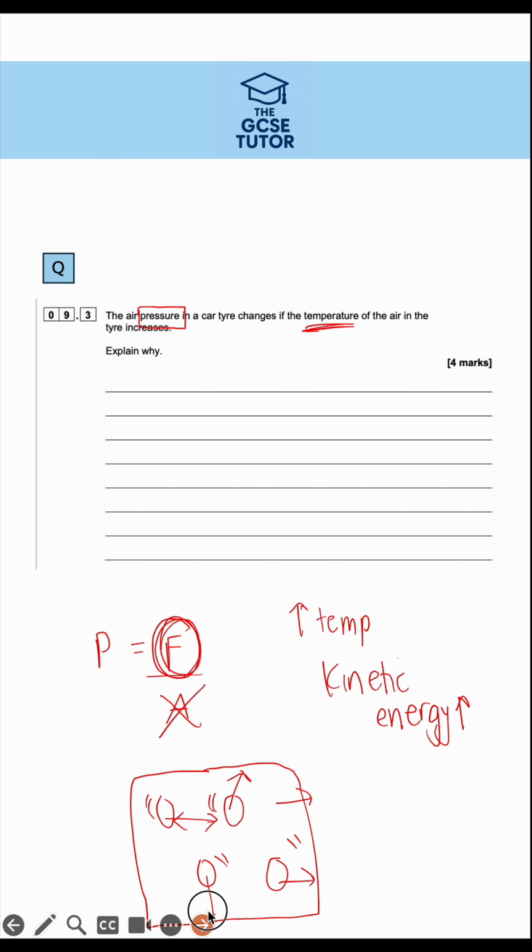So particles are going to be exerting a greater force on the external wall of the tyre. There's going to be a greater force per meter squared. Meter squared stays the same because the area is staying constant. The area of the tyre doesn't change at all in this scenario. But because they're moving faster, there's going to be more collisions, so more force is exerted. Because there's an increase in force, there's going to be an increase in pressure. So let's have a look at how we're going to word this.